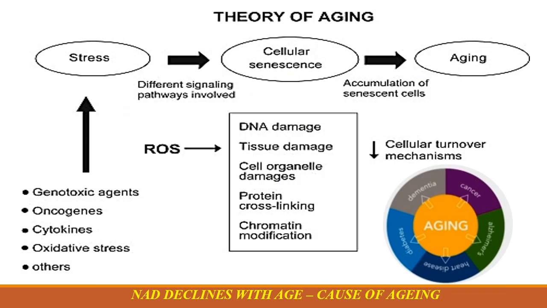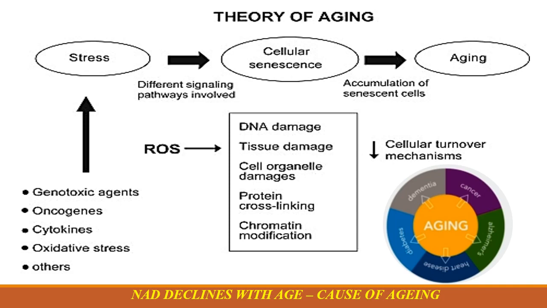Here briefly I wish to discuss the theory of aging. As we live, we have degeneration, disease and death. That's the natural process. The causes of these are several factors, including environmental, natural, internal and external. Many of the external ones are pollution, radiation, toxic agents, oncogenes, cytokines, oxidative stress. All these things lead to stress in the system of living biology.